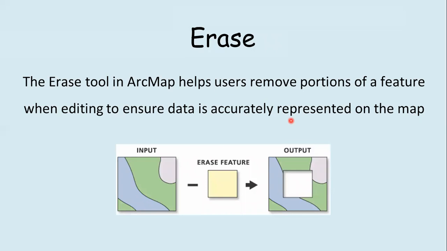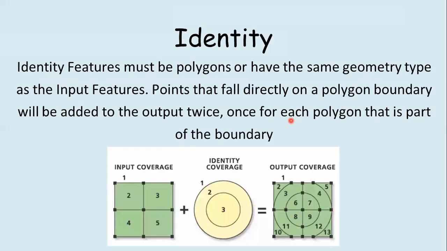The erase tool is an important tool in ArcMap that helps users to remove any portion of the features which is needed. And for the identity tool, the identity feature must be a polygon, or they have the same geometry type as the input feature, and points that fall directly on a polygon boundary will be added to the input twice, once for each polygon that is part of the boundary.